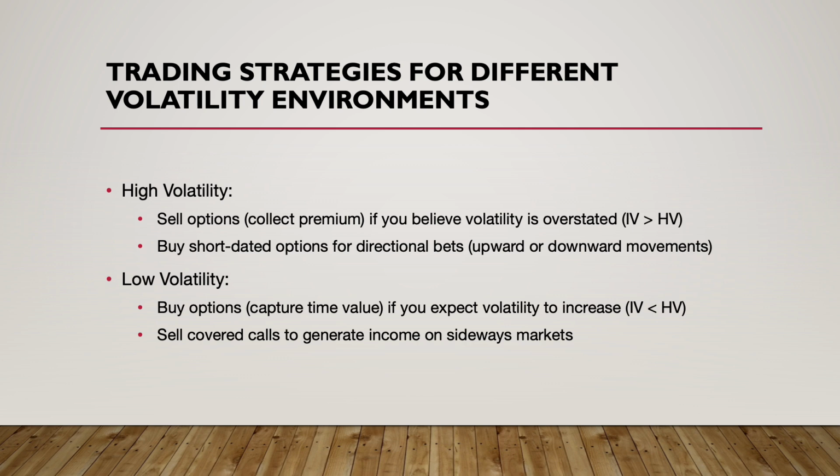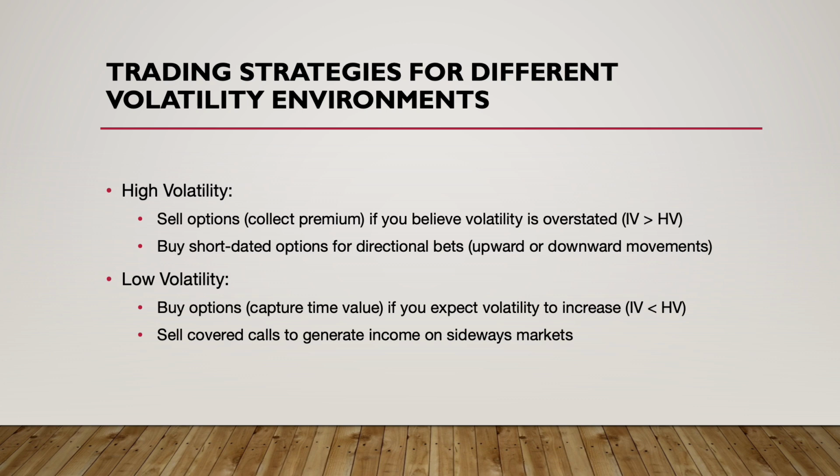Strategies for different volatility environments. High volatility: sell options if you believe the volatility is overstated, meaning the implied volatility is greater than historical volatility, thus collecting the premium. Buy short-dated options for directional bets, upward or downward movements. In low volatility, buy options if you expect the volatility to increase, when implied volatility is less than historical volatility, capturing the time value. Sell covered calls to generate income on sideways markets.